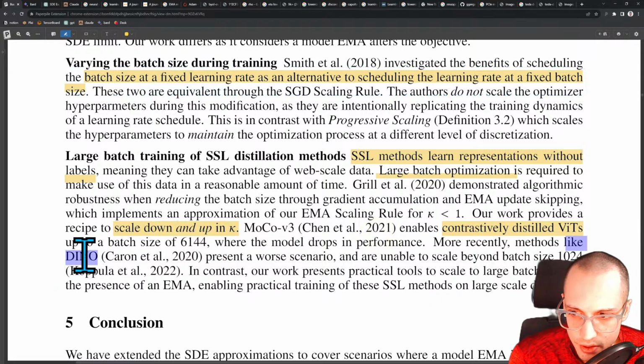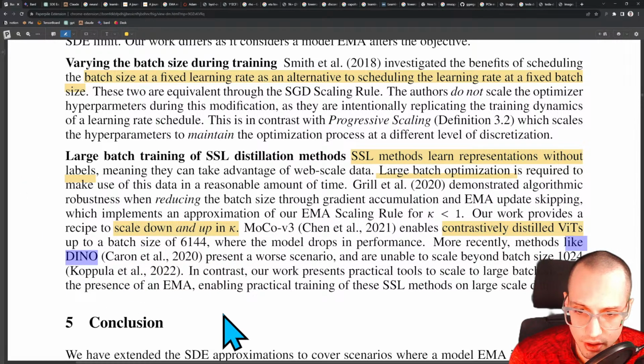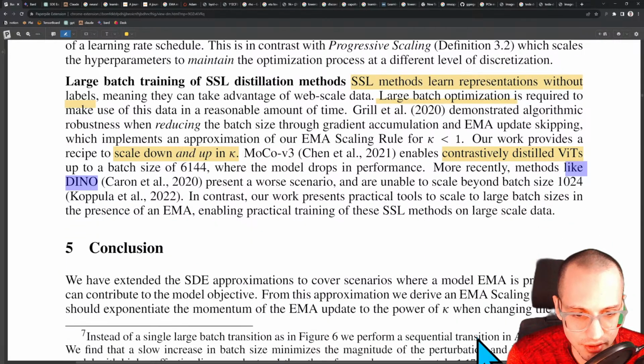Methods like DINO, the self-supervised vision representations that Meta trained, represent a worse scenario and are unable to scale beyond a batch size. In contrast, our work presents practical tools to scale large batch sizes in the presence of an EMA, enabling practical training of these SSL methods on large-scale data.